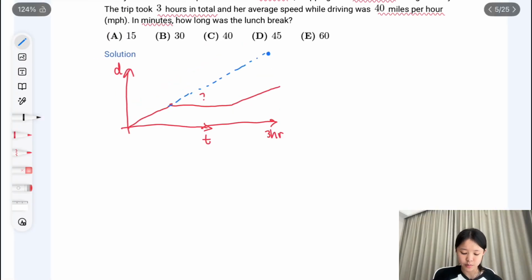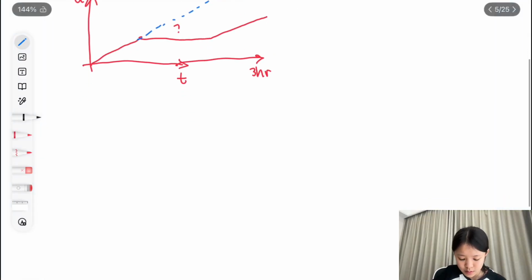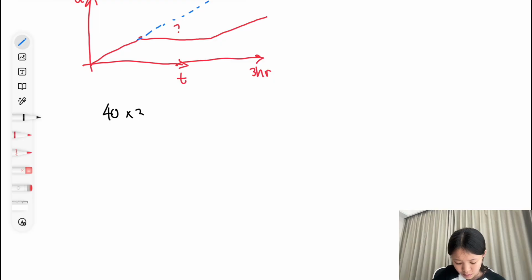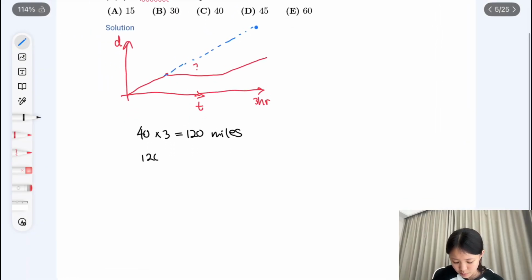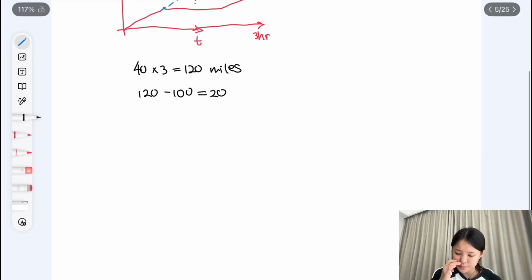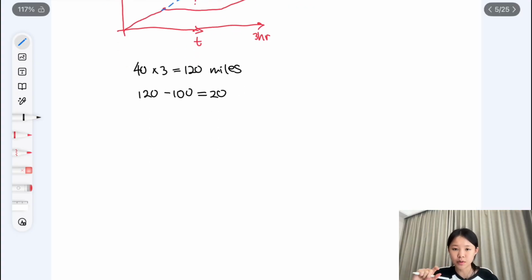So let's find out how much distance she should have covered in 3 hours. So 40 times 3 equals 120 miles. And then how much did she move? In total, she moved 100 miles. So that's 120 minus 100 equals 20 fewer miles. And so that was the time that she was not moving for.